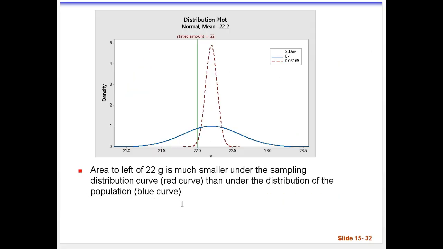And why is that the case? Let's flick down here. I have graphed both distributions on this one graph. The blue one here is the distribution of the individual bars, and the red one here is the distribution of the means of boxes of 24. And here's the stated amount at 22, and I can see there's a lot less area to the left of 22 under this red curve than what I have under the blue curve. And we are going to be seeing the central limit theorem over and over again as we go through the rest of this course.